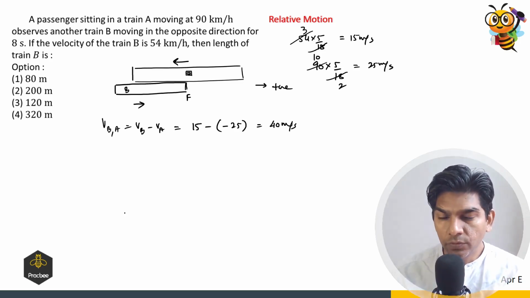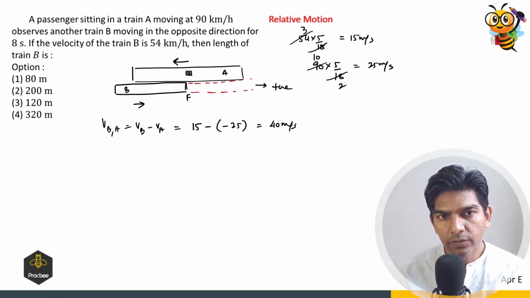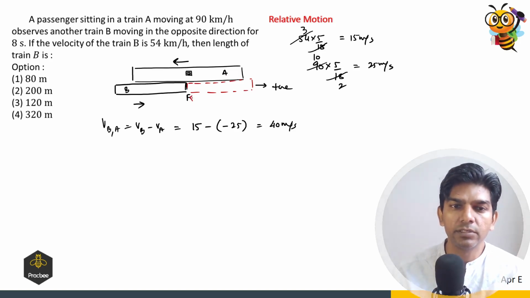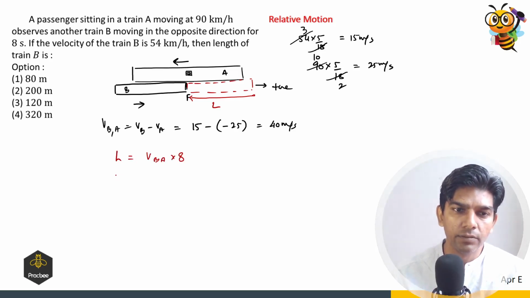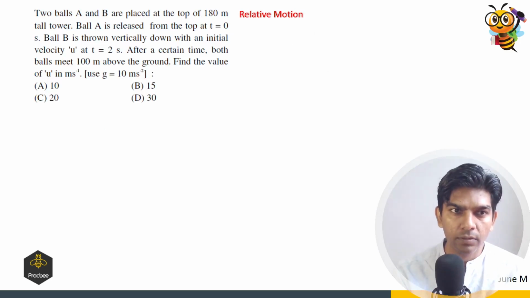Now we are observing with respect to A, so the train A will be at rest. When the rear of train B is aligned with the window, up to that time the passenger will be able to see the train B. So what is the displacement of train B with respect to train A? It is nothing but the length of the train B. So let us say the length of the train B is L. Distance will be speed into time, and time is given as 8 seconds. So we have to find L, which will be 40 times 8, so it will be 320 meters. So 320 meters is the answer of this question.